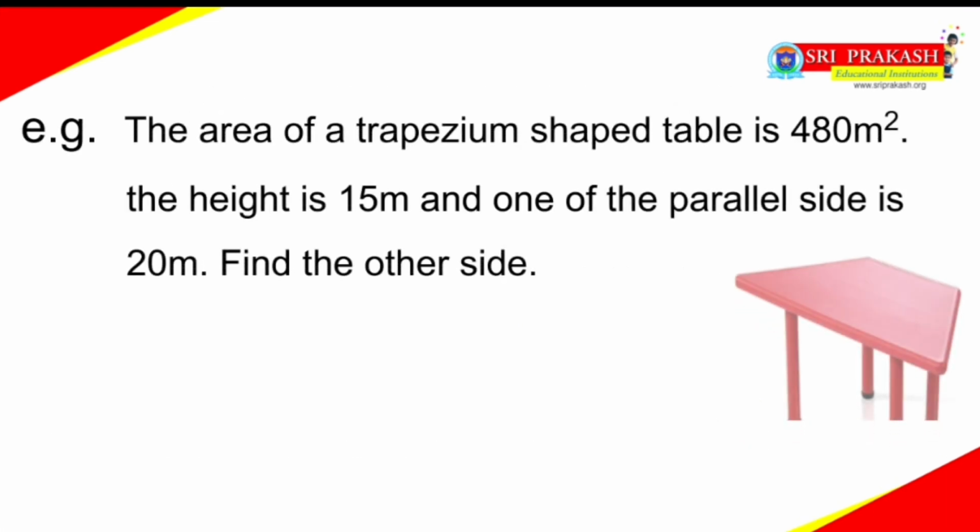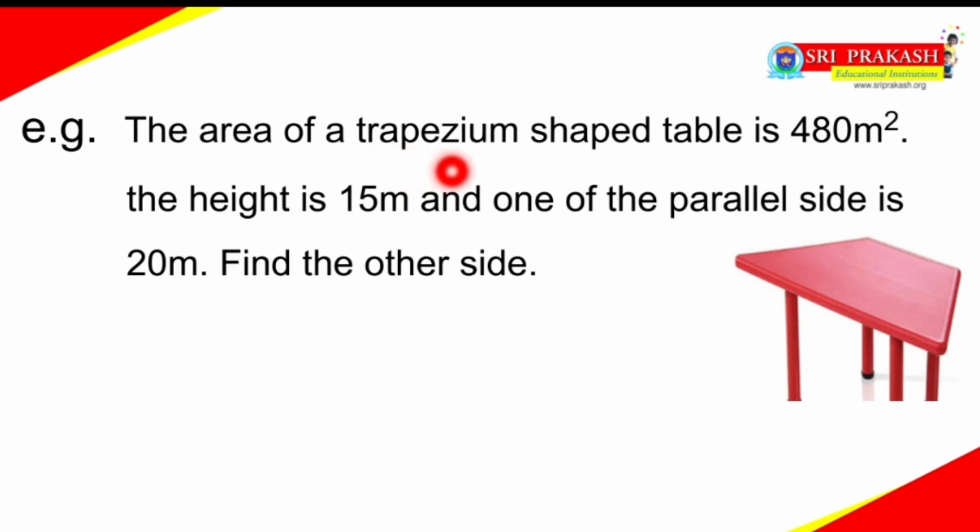Next, the area of a trapezium shaped table is 480 centimeters square. Next, the height is 15 meters and one of the parallel sides is 20 meters. Find the other side. Children, in this question, the area of a trapezium is given. Next, the height of a trapezium is given. And also, one of the parallel sides is given. Now, we need to find the length of another parallel side.